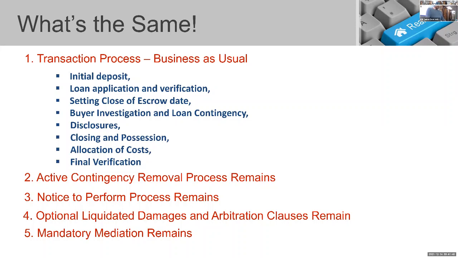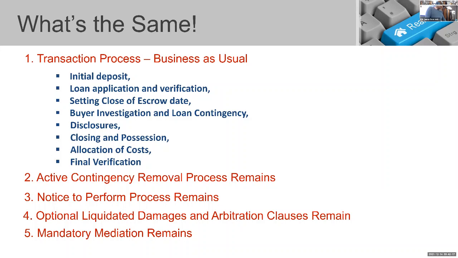Contingency removal process also remains the same. It's called an active contingency removal process, which means that if you do have contingencies in the contract, they must only be removed in writing. Just because the deadline passes does not automatically remove any contingency or the protection that contingency provides. The contingencies must be removed in writing. Passive contingency removal isn't even legal in California anymore. So active is what it is.